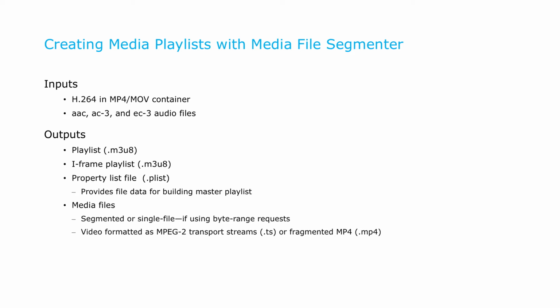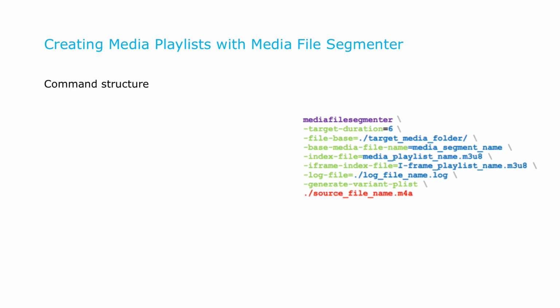Video will be formatted into MPEG-2 transport streams with a .ts extension, or as fragmented MP4 files with an MP4 extension. Audio will be formatted into elementary streams in EC3, AC3, or AAC formats, or as fragmented MP4 files. Here's the command structure for creating the file, shown on the right in verbose mode.